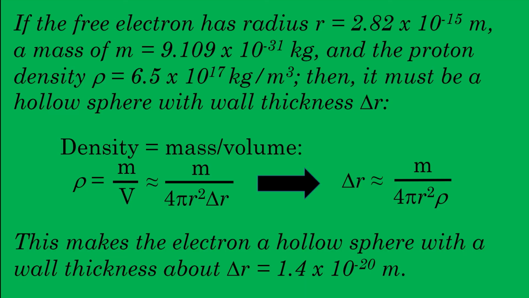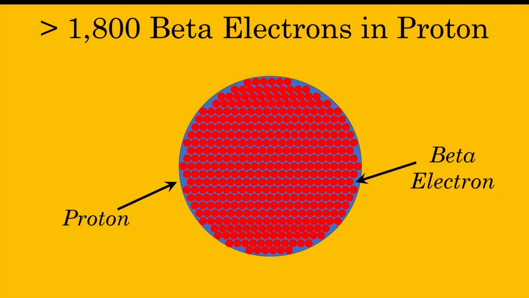If the density of matter making up the two is the same, then the free electron cannot be solid. To retain the matter density and the free electron radius, it must be a thin-shell hollow sphere. We know that 1,800 beta electrons fit inside the volume of a proton, so the beta electron radius is much smaller than the free electron radius.